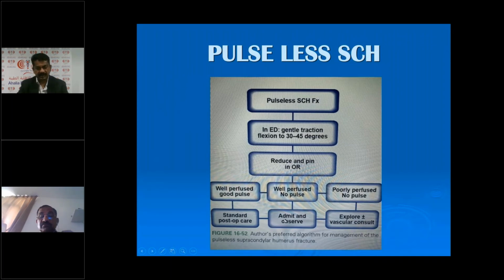So one has to admit and observe and have a high index of suspicion; one should be on the watch. If there is any loss of vascularity or reduction in vascularity or impending compartment syndrome, one has to intervene immediately. So that is the gray area. And then, if poorly perfused and no pulse, there is no question of waiting, just go for exploration and vascular reconstruction.